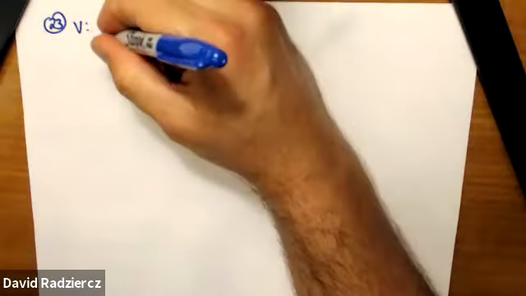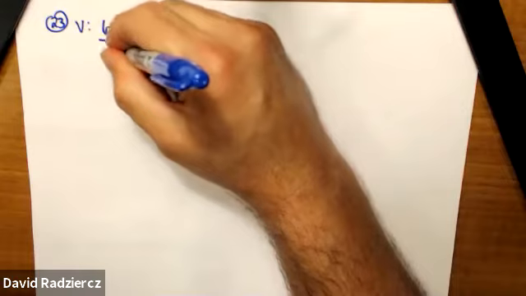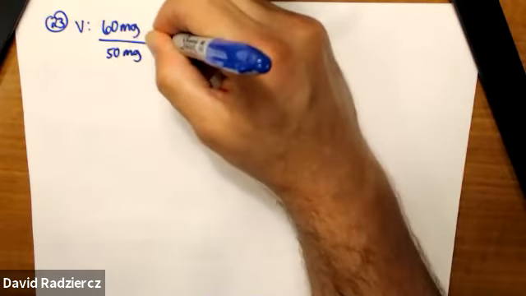start with the vistaril. The vistaril is ordered 60 milligrams, and I'm going to do ordered over have this time around. 50 milligrams is what we have available per ml. And then 60 divided by 50, we get 1.2 ml.